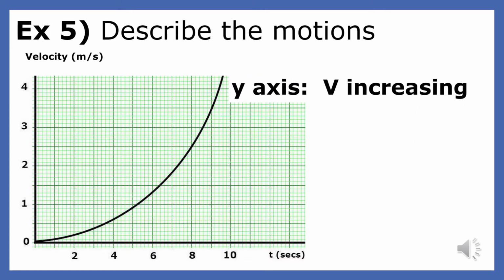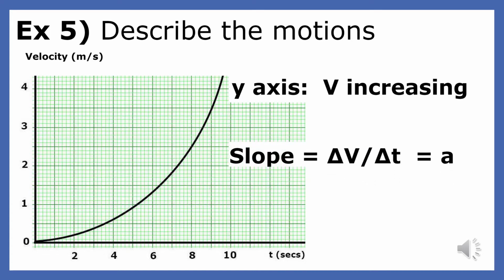The second step in analyzing this plot is to look at the slope. Since this is a V versus T plot, the slope will tell us something about the object's acceleration. This is because the slope equals delta V over delta T. Since the slope starts out flat and gets steeper, we know that the slope increases. If the slope equals the acceleration, this means the acceleration is not constant but increasing.